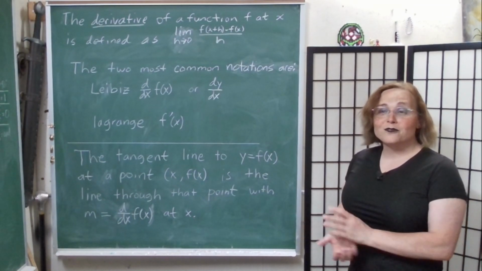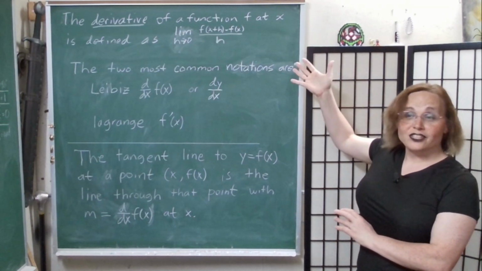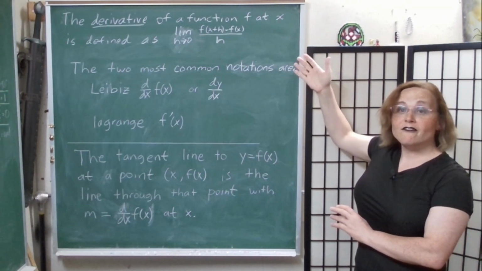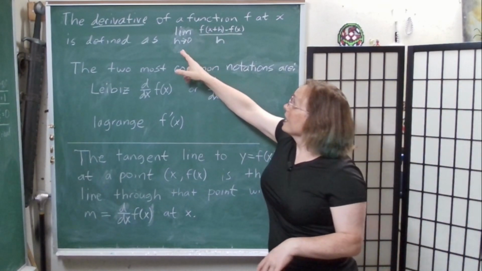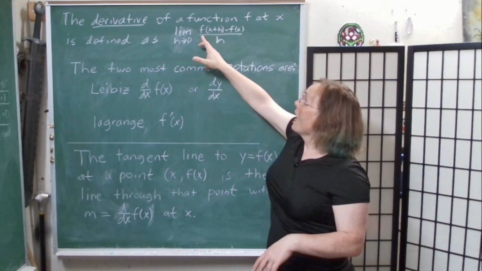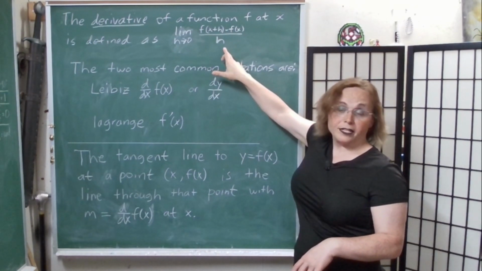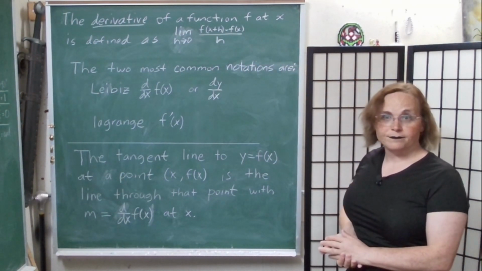To wrap up our introduction to the derivative, here is our definition, which is just that the derivative of a function f at x is defined as the limit as h goes to 0 of f of x plus h minus f of x over h. Exactly our slope with the change of variable.